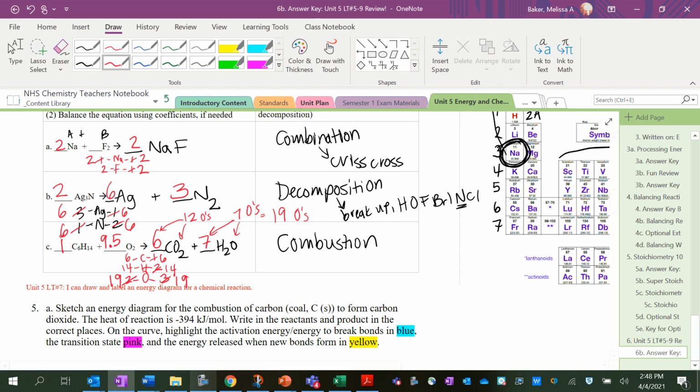But we cannot leave a decimal out front. So we're going to need to double everything. So our final answer is 2, 19, 12, 14. That's it.